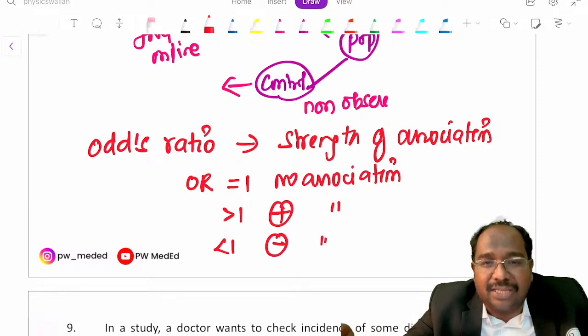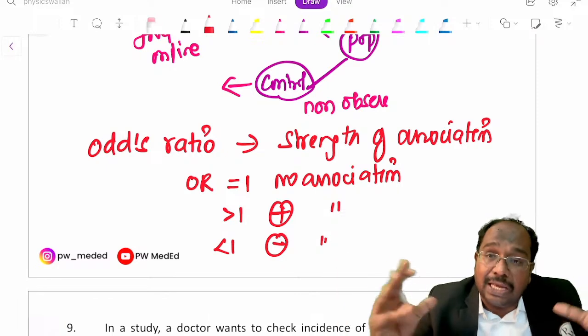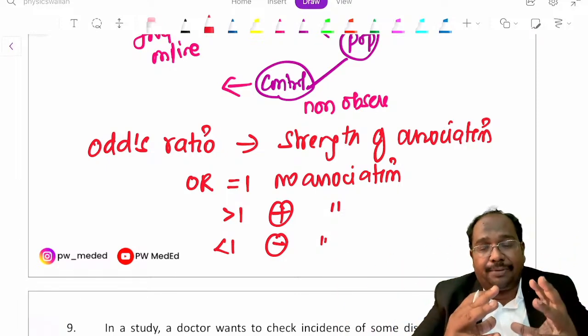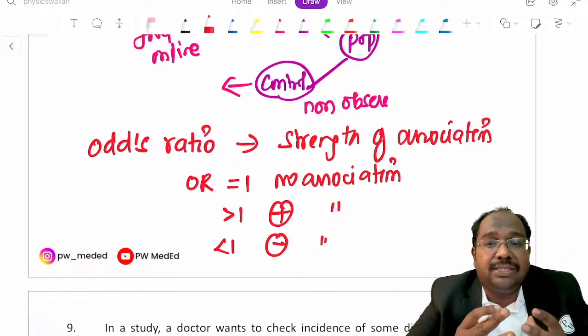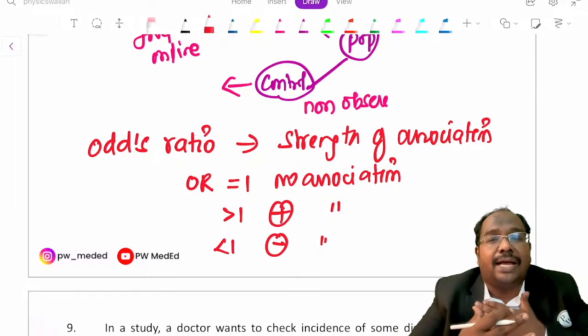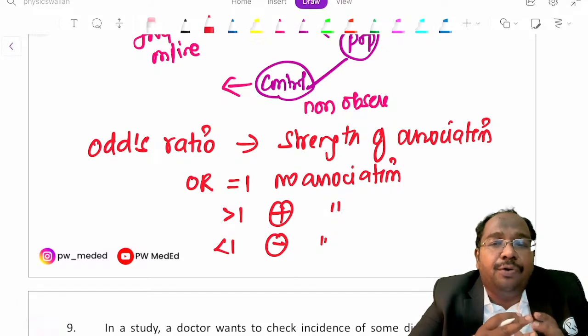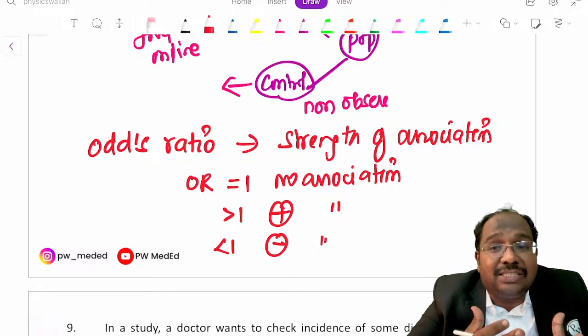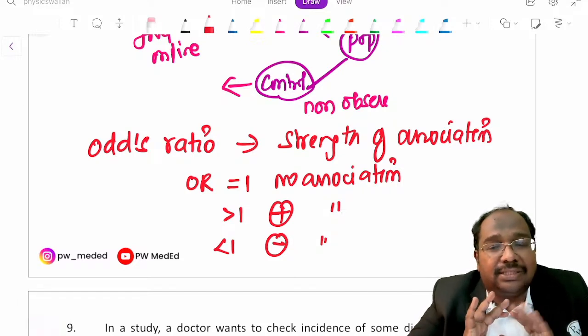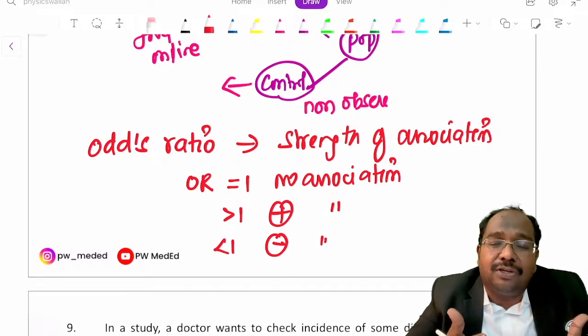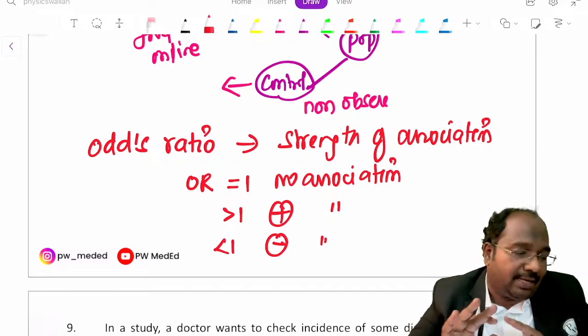Odds ratio means strength of association. Equal to 1 means no association. More than 1 means positive association, that means it's a risk factor. Negative association means it's a protective factor. Suppose I am doing physical activity and coronary heart disease: if you do physical activity, there is less chance of developing coronary heart disease. If you smoke, positive association, more chance of developing lung cancer.